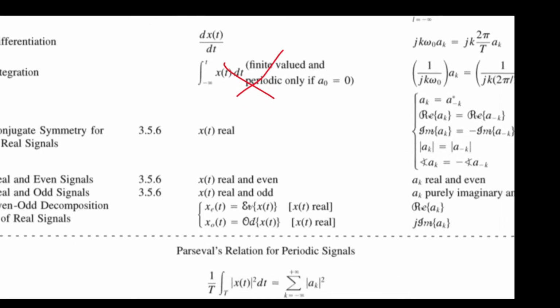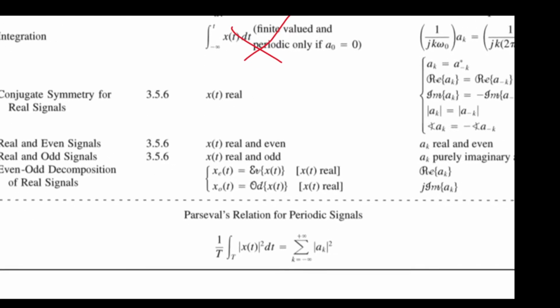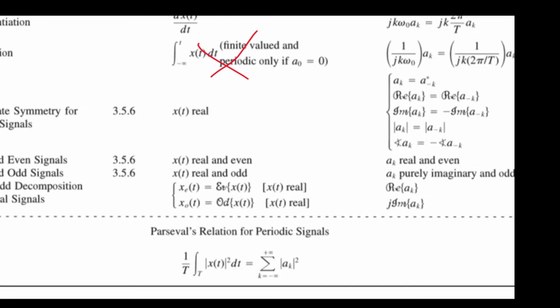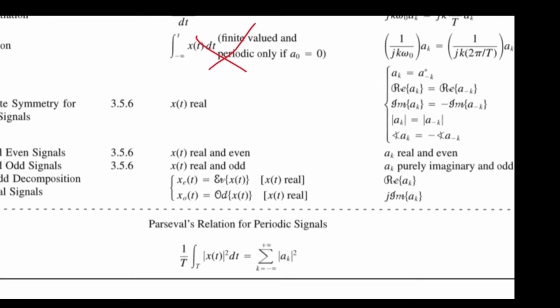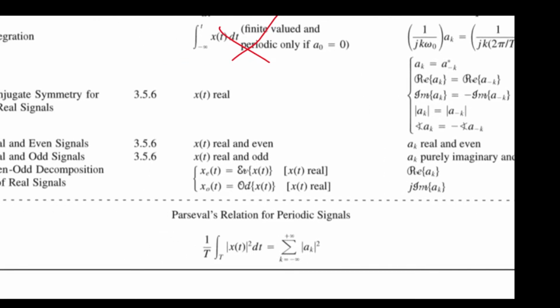Then you see that if your signal is real and even, ak is also real and even. So from the time reversal, you see that the even and odd property of ak is the same as the even and odd property of your x of t. Combined with real, if x of t is real and even, ak is also real and even, and if x of t is real and odd, then ak is imaginary and odd, etc.